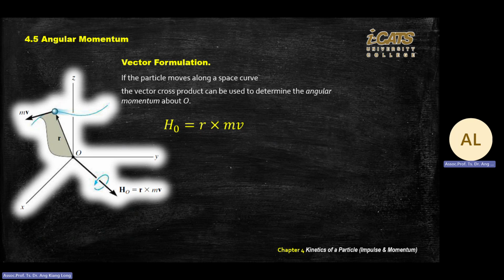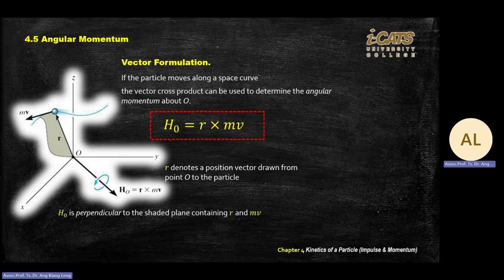Okay, this is how you do it. This is on the vector formulation. So HO is perpendicular to the plane of your MV. This plane here, perpendicular.